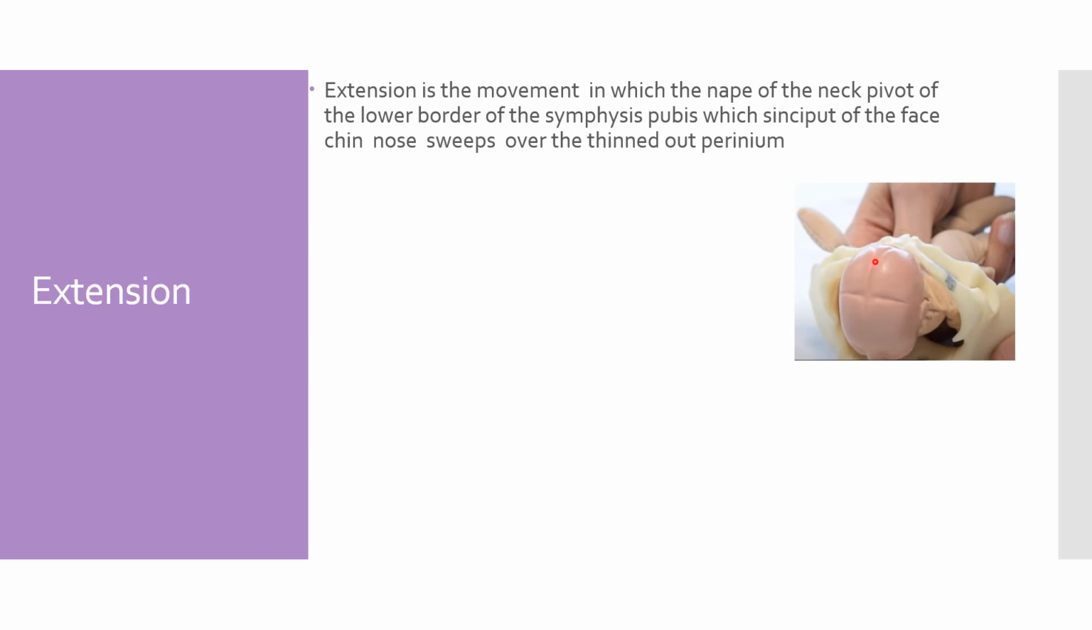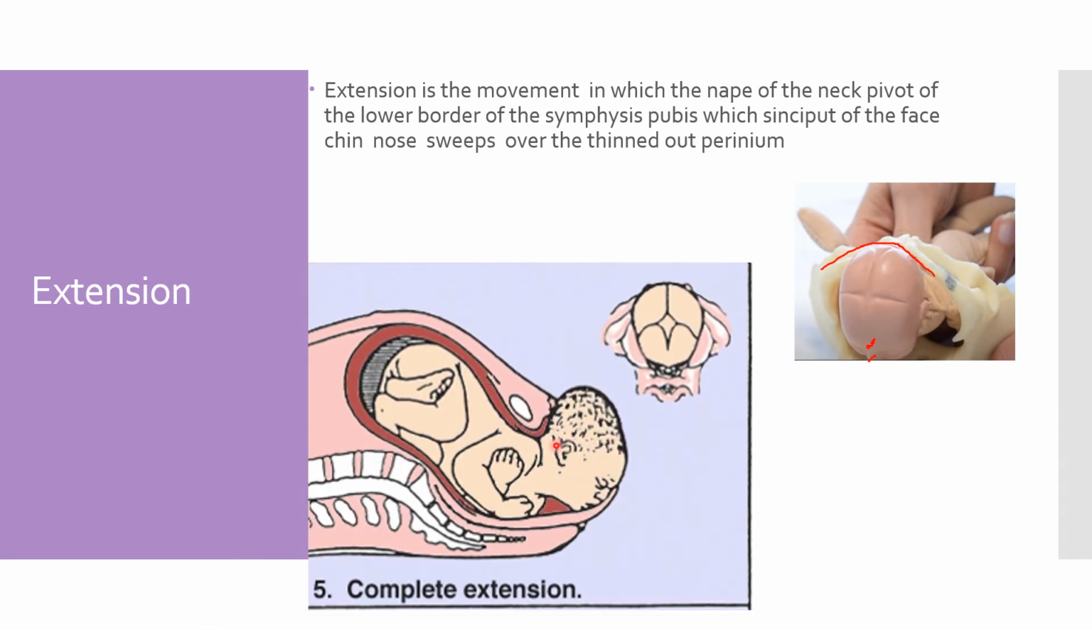This means the occiput is escaping from the lower part of the symphysis pubis. The sinciput, face, chin, nose, everything sweeps over the thinned out perineum. So this is the extension. Clear? You can see this image properly.